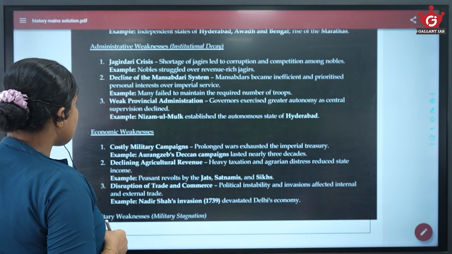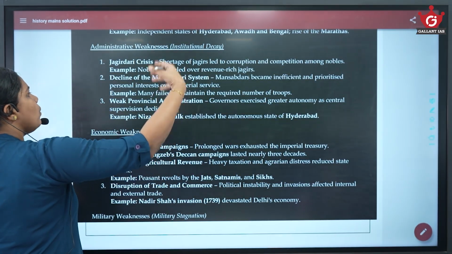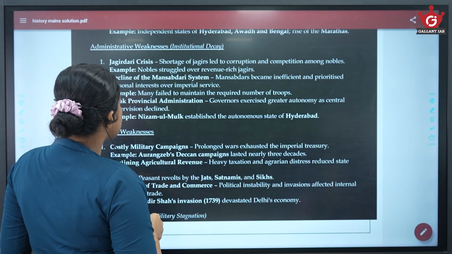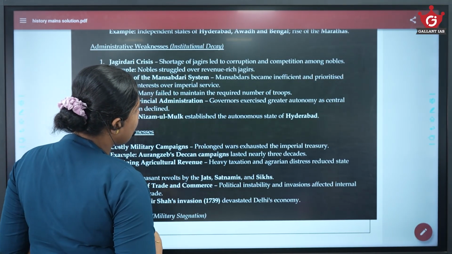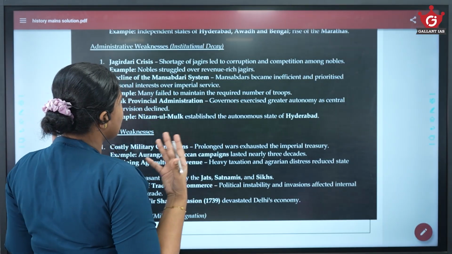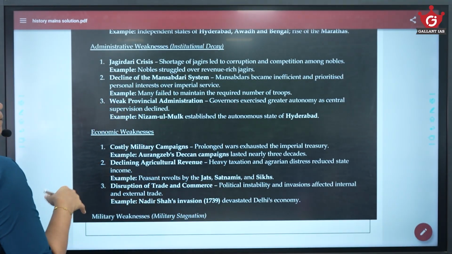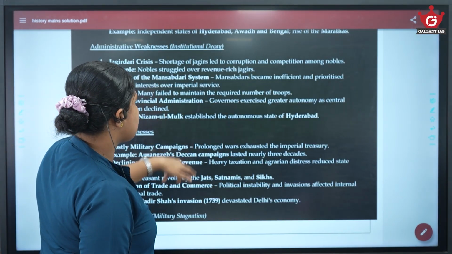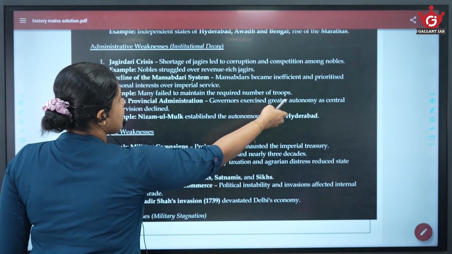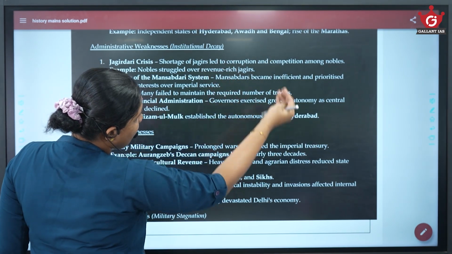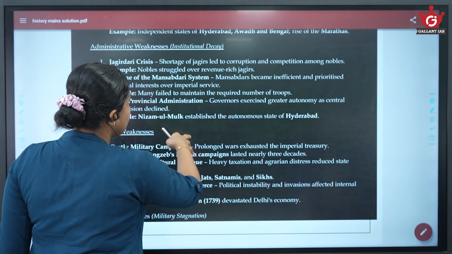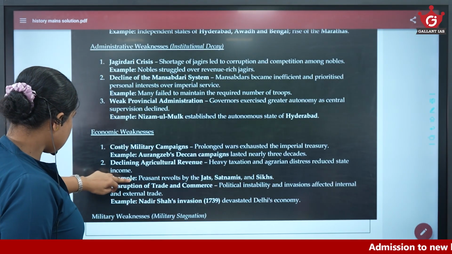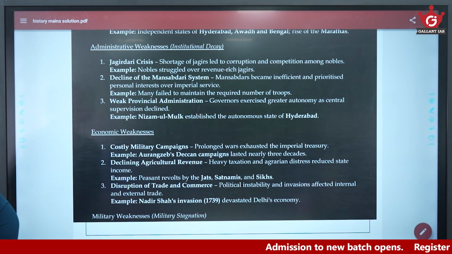Then the decline of the Mansabdari system. What happened to the Mansabdars? They became very inefficient, so they prioritized personal interest. Many failed to maintain the required number of troops. So when foreign invasions came, India was very helpless at that time. Then weak provincial administration, where governors exercised greater autonomy, and this is very evidently seen when Nizam al-Mulk established the autonomous state of Hyderabad.